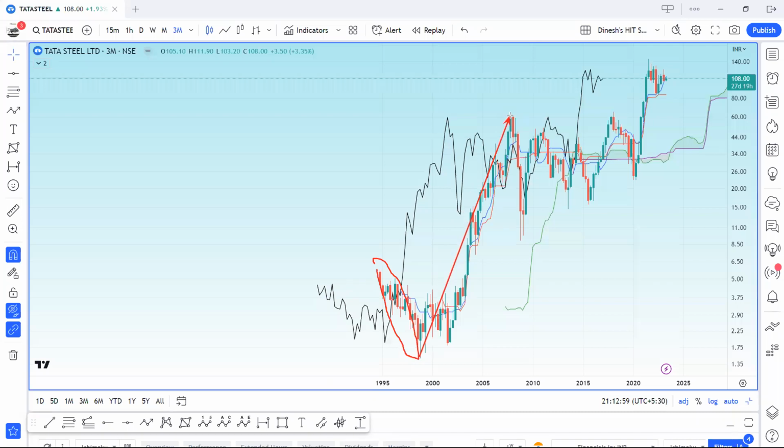And then again, the correction which happened, now mind you, this correction in Tata Steel is more in terms of time than in terms of price. And this correction took place over a period of another 10 years. You can see from 2009 till 2020 lows, the stock remained in a corrective mode right throughout. And then came that big rally from where it emerged and started its up move.